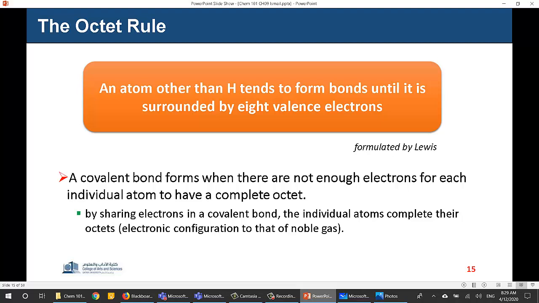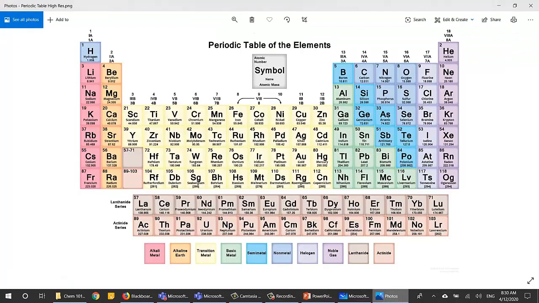The octet rule, I made it big and nice here in an orange box, says an atom other than hydrogen tends to form bonds until it's surrounded by 8 valence electrons. This is called the octet rule, and it works really well for the elements in the second period. Don't worry about hydrogen. Hydrogen has only 1 electron, therefore it cannot get even 8 electrons. But for the second period, lithium, beryllium, boron, carbon, nitrogen, oxygen, and fluorine, they must have 8 electrons in their outer shell when they make compounds.